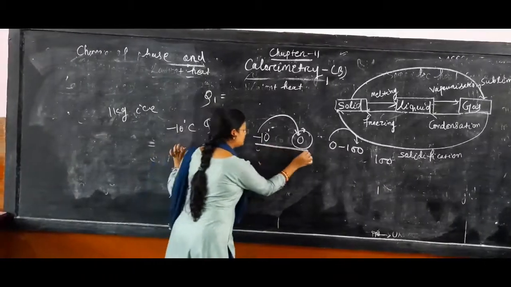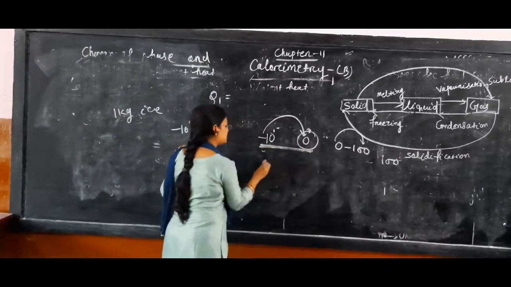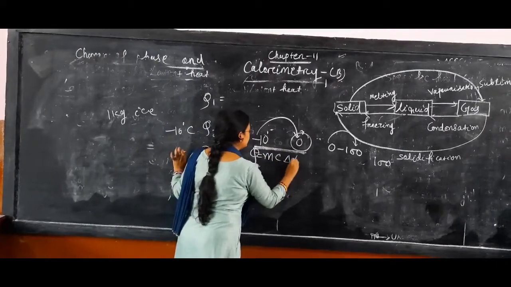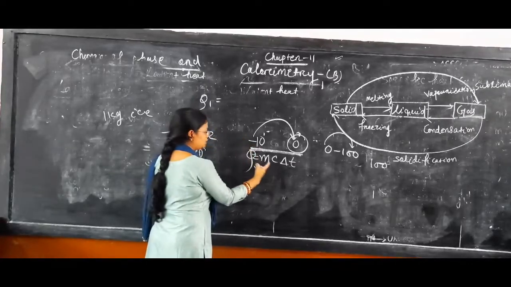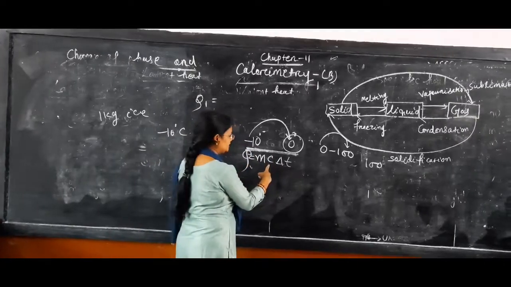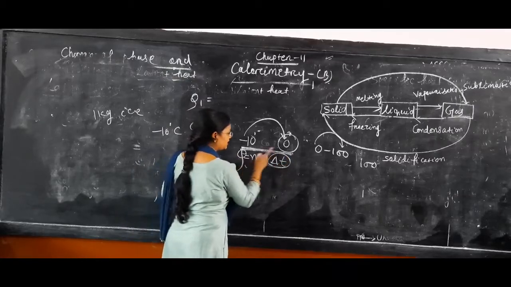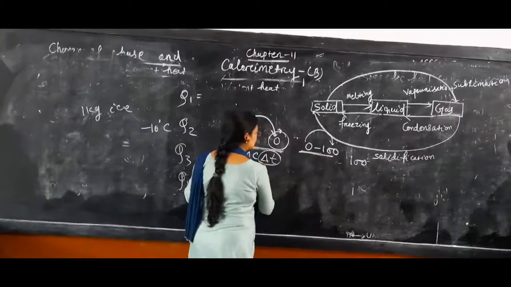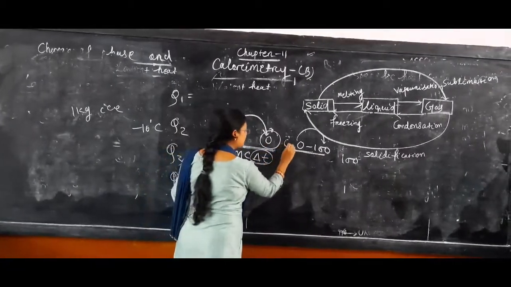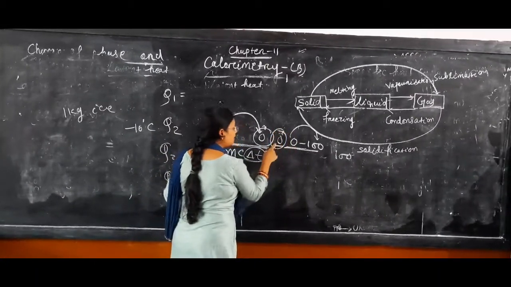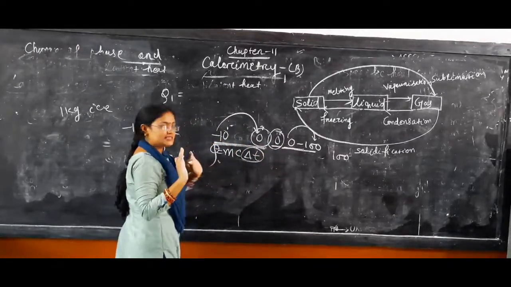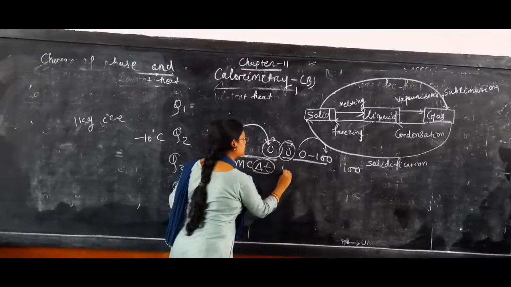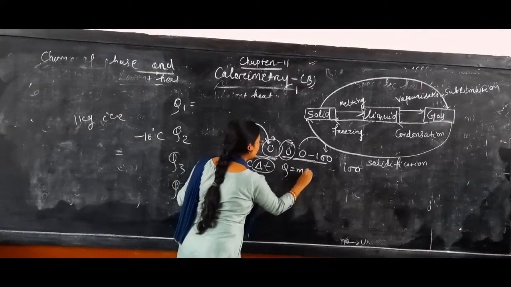So from minus 10 to 0, the temperature is changing, so we will use the formula Q is equal to mc delta T, where mass is given as 1 kg, you have to take the specific heat capacity of ice, and the increase in temperature is 10. After that, at 0 degrees Celsius all the ice will melt. That means its temperature will not change, only the phase change will occur at 0 degrees Celsius. That's why you have to use Q is equal to mL.